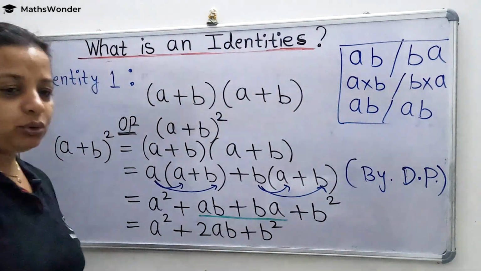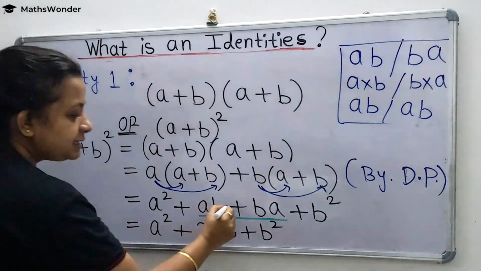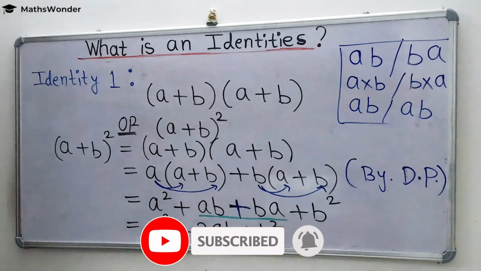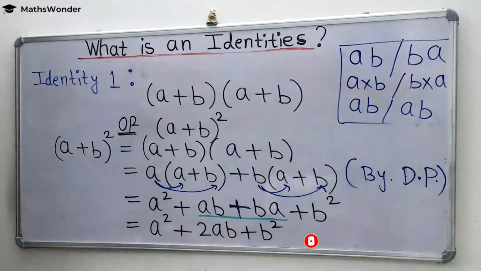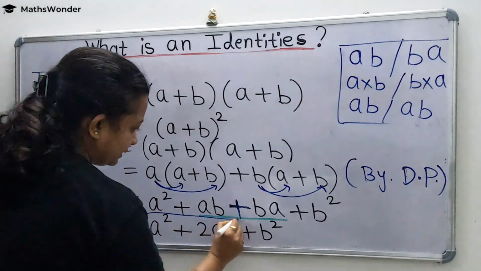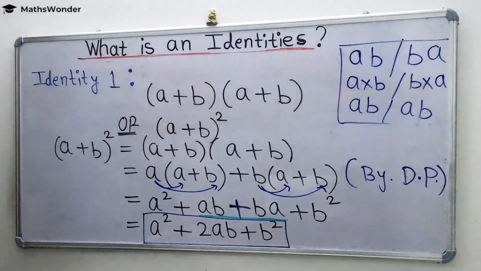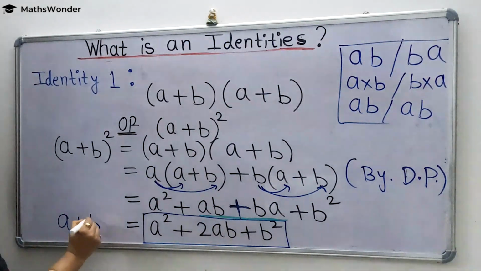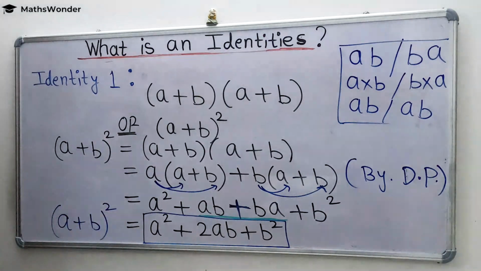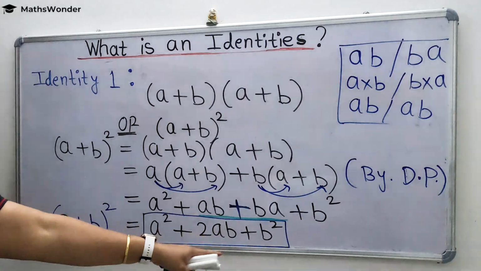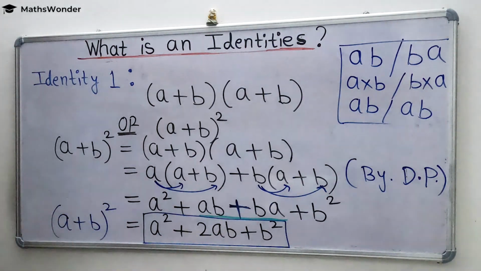Understood? Because both are in addition. There is a plus sign. What is plus sign? You will add it, right? So a plus b identity is this. Now we got the identity format. So a plus b whole square, now you can write it as a square plus 2ab plus b square. This is the first identity, we got it.